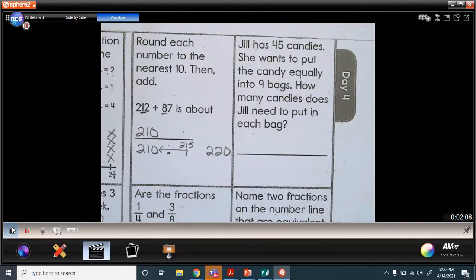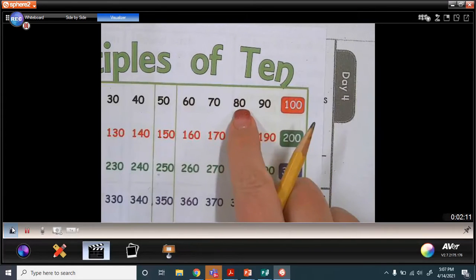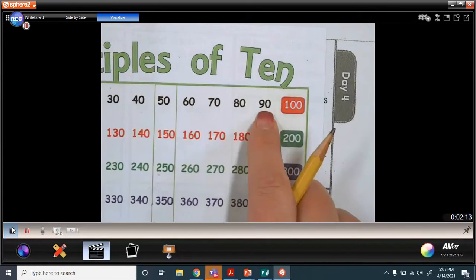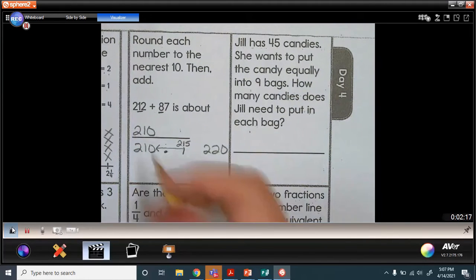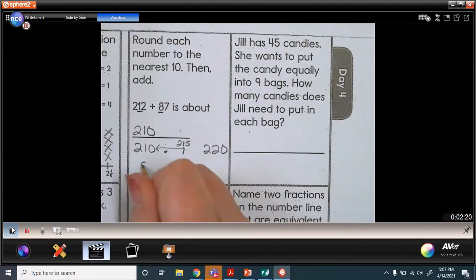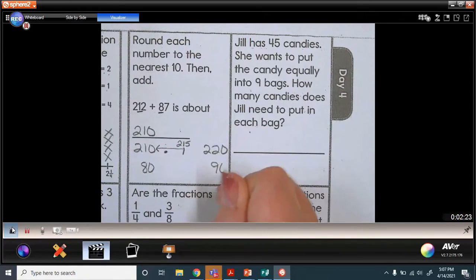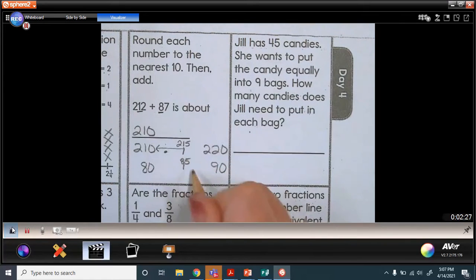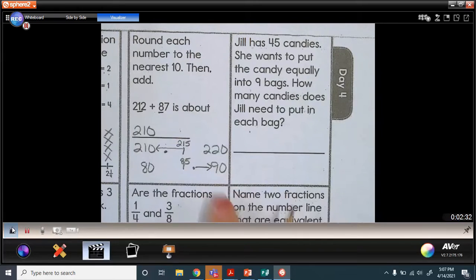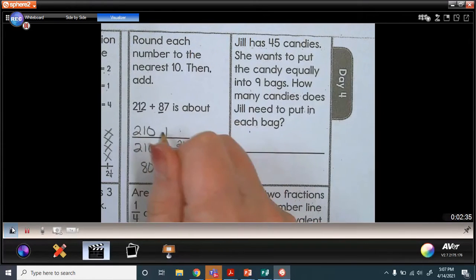Now, we don't have a hundreds place here, but remember, we're rounding to the nearest 10. So the two tens that 87 is going to be between are 80, which is in the tens place, and 90. Remember, 85 is in the middle. 87 is going to be past 85, right? Because 85 is right in the middle of the two tens. 87 may fall right here. So that tells us that we are going to round up to 90.